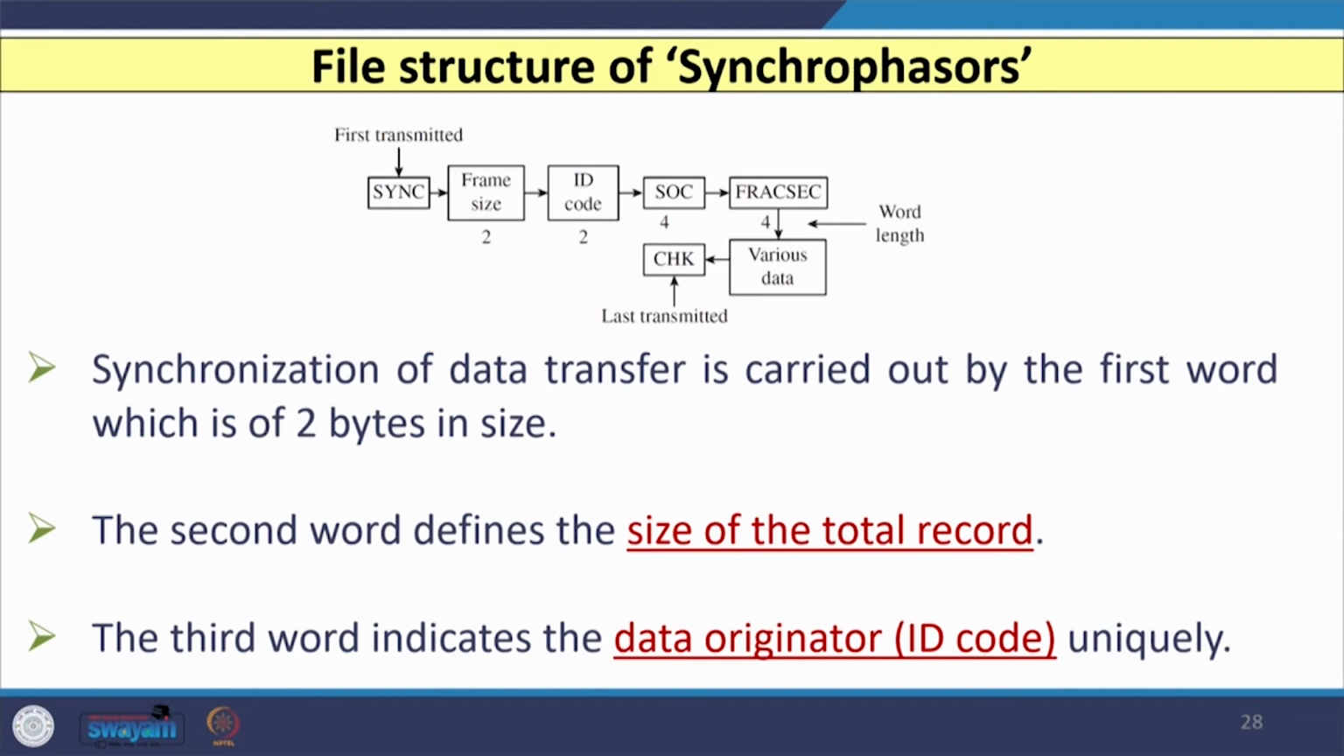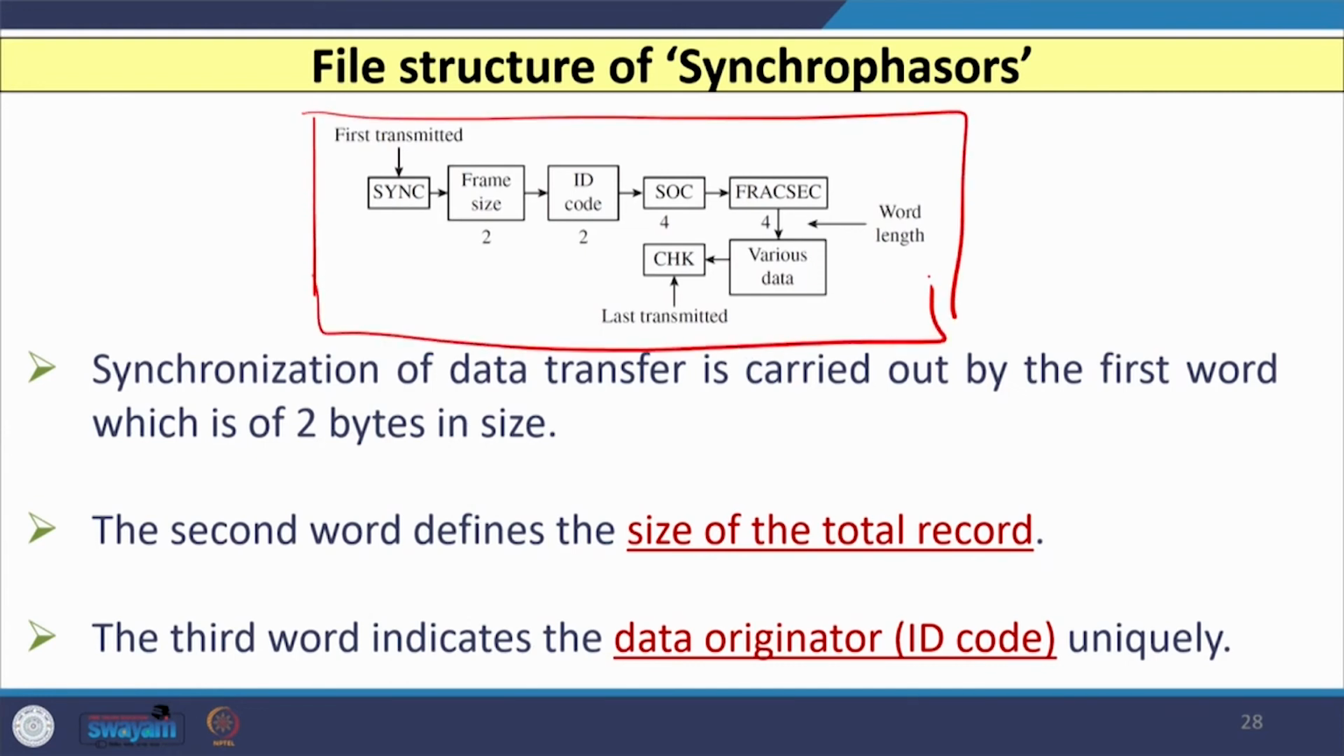You can see here the diagram where I have shown the file structure, the processing of each code with several bytes. When a file is transmitted by the PMU, it starts with the synchronization command. Synchronization, SYNC, is meant for the data transfer that is to be carried out by the first word, which is 2 bytes in size. The second, the frame size, is the word which defines the size of the total record.